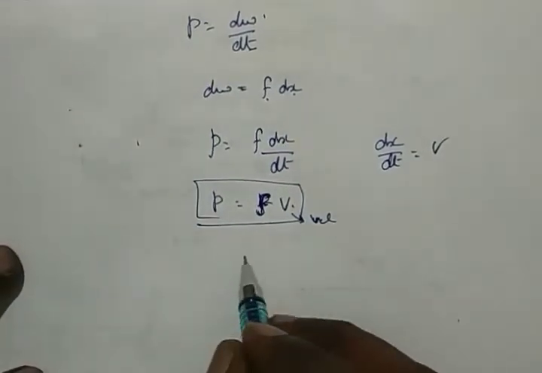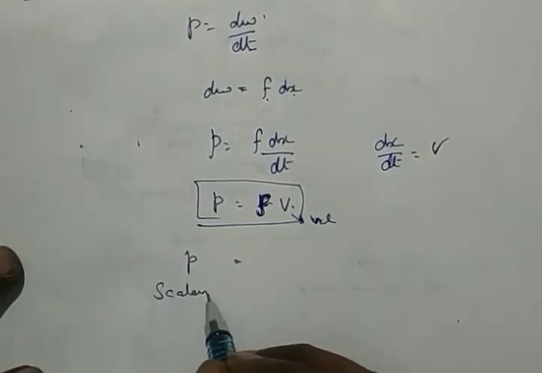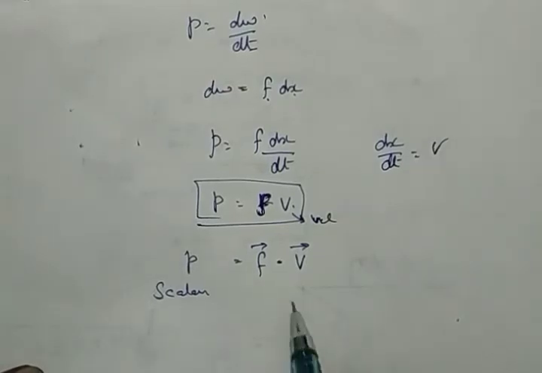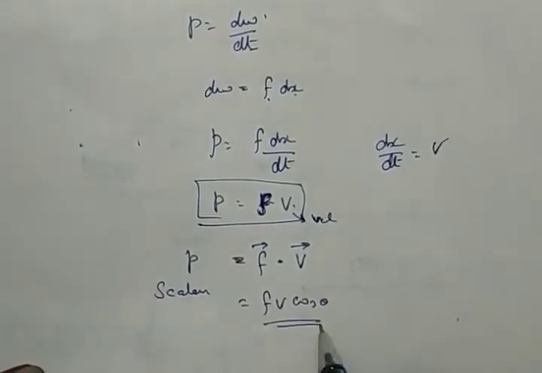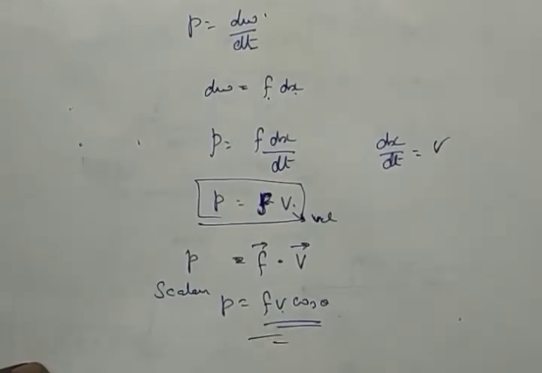Now power is a scalar quantity. Force is a vector quantity, v is also a vector quantity, so it becomes a dot product. So Fv cos theta it would become. That is called power. Theta could be 0 degrees, 180 degrees, and so on. It depends upon how the force and velocity are directed.